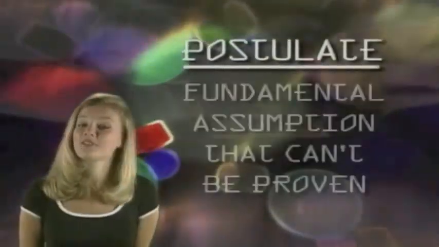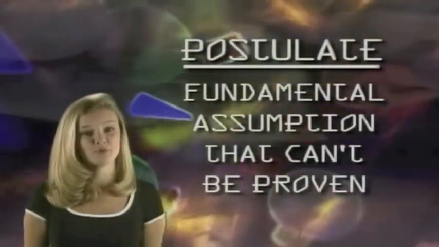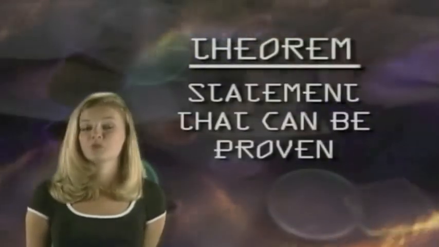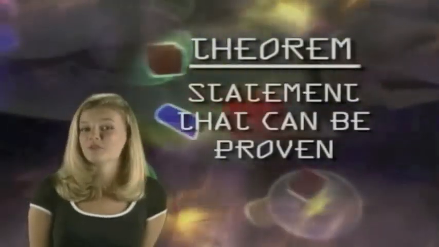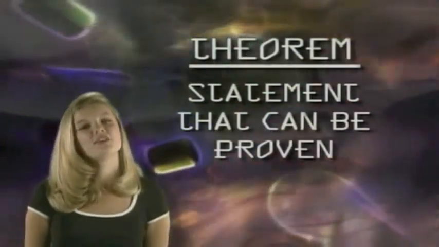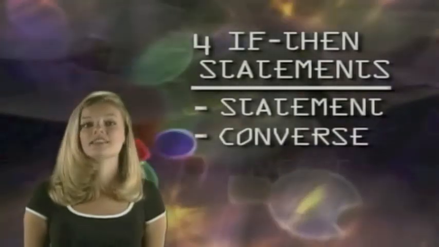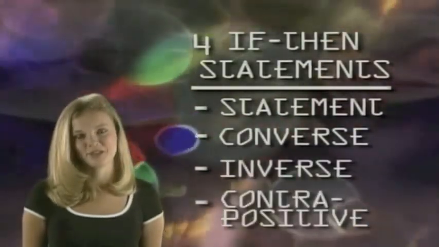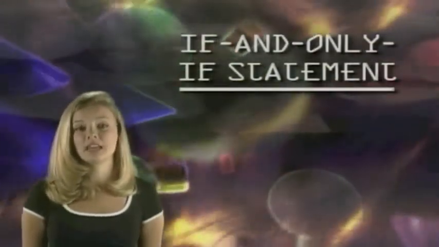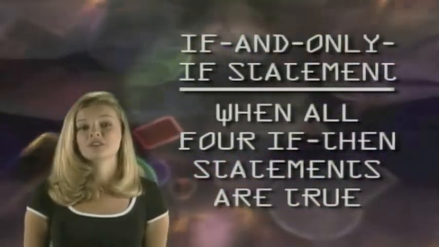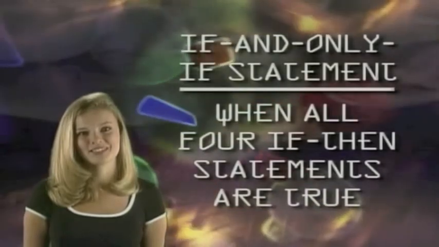A postulate is a fundamental assumption that can't be proven, but we accept as true. A theorem is a statement that can be proven with postulates, definitions, and other information we'll talk about later. There are four different if-then statements: the statement, the converse, the inverse, and the contrapositive. We can form an if and only if statement when all of these are true. We'll prove the statement and the converse as we show the validity of theorems.